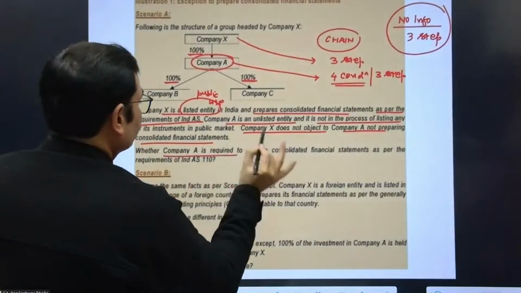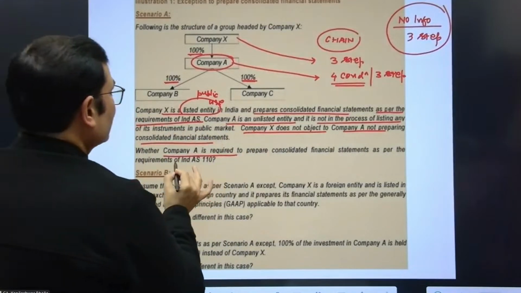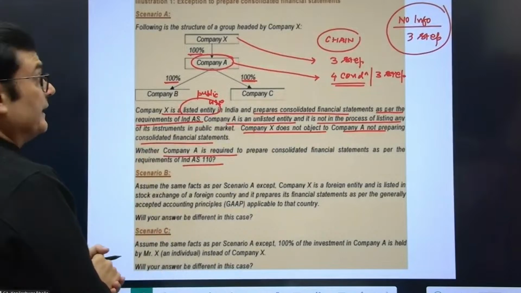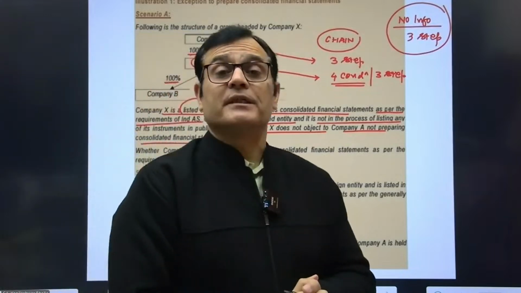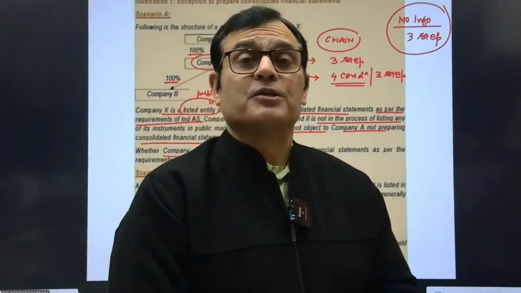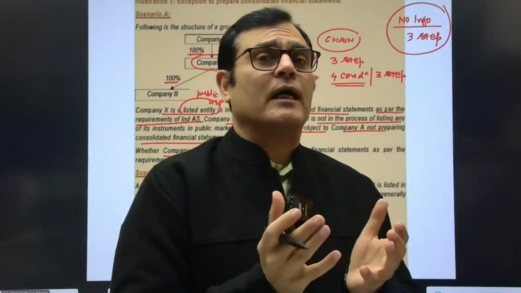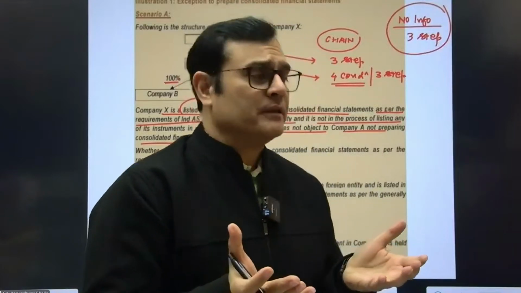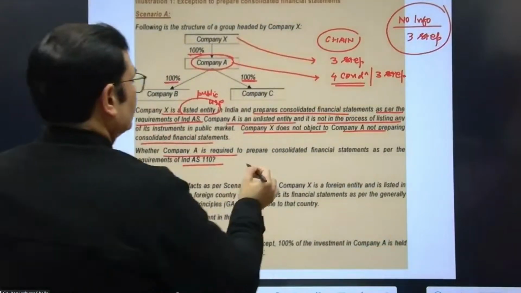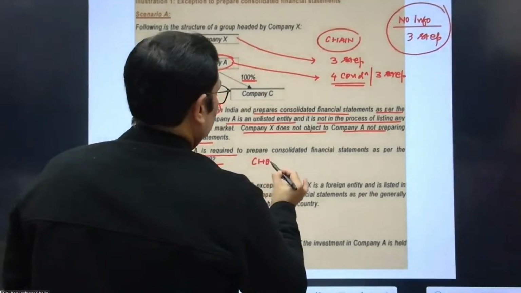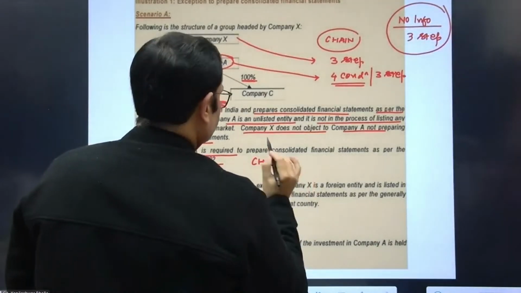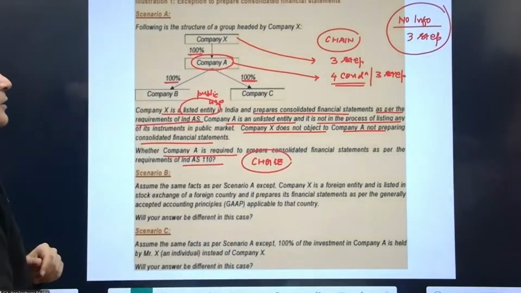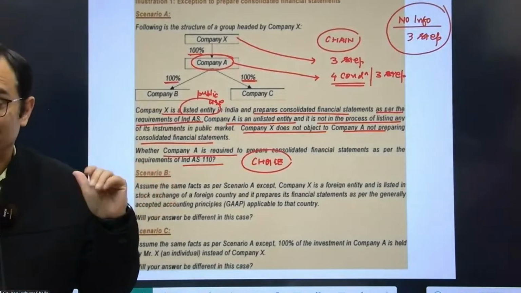Whether company A is required to prepare a consol as per the requirements of Ind AS 110, I would say it is his choice. Because you're applying the four conditions, I would say he may or may not prepare in this particular case. So we can say he gets a choice. All the four conditions are met. He is under a complete choice to prepare them or not. Simple and straight. Let's go ahead.